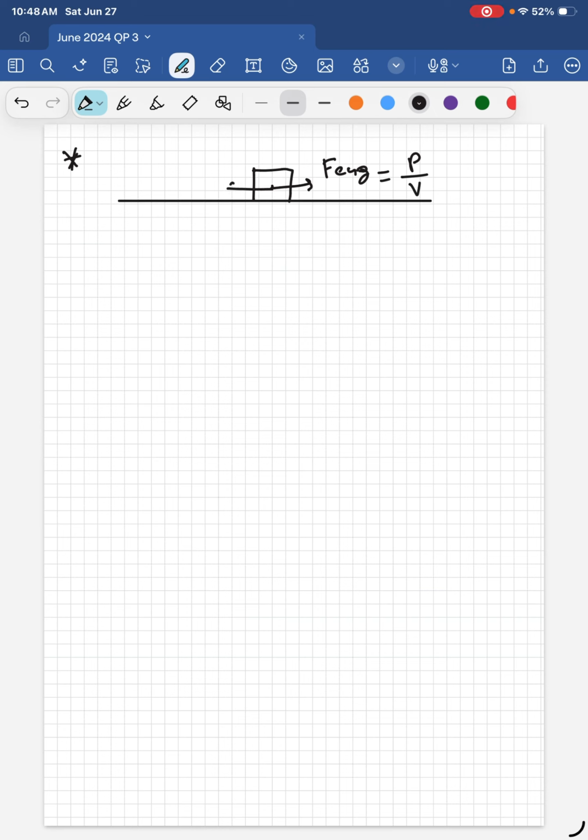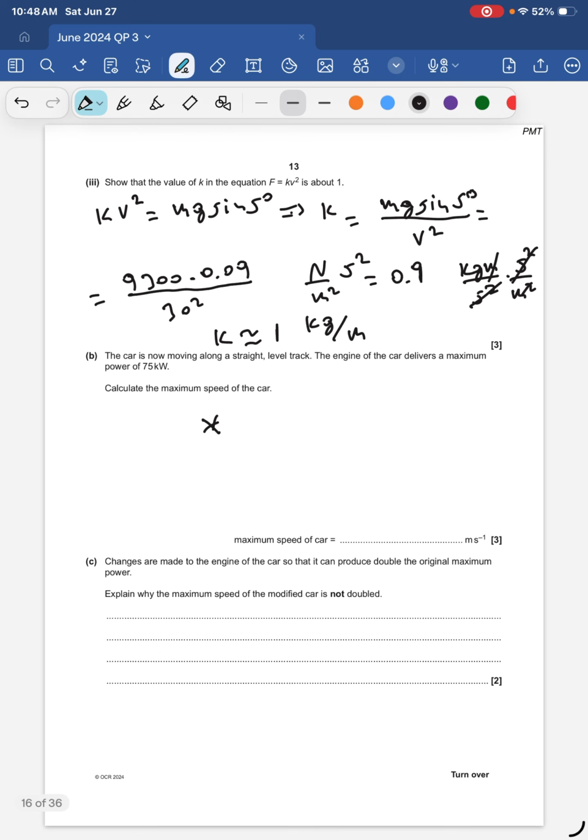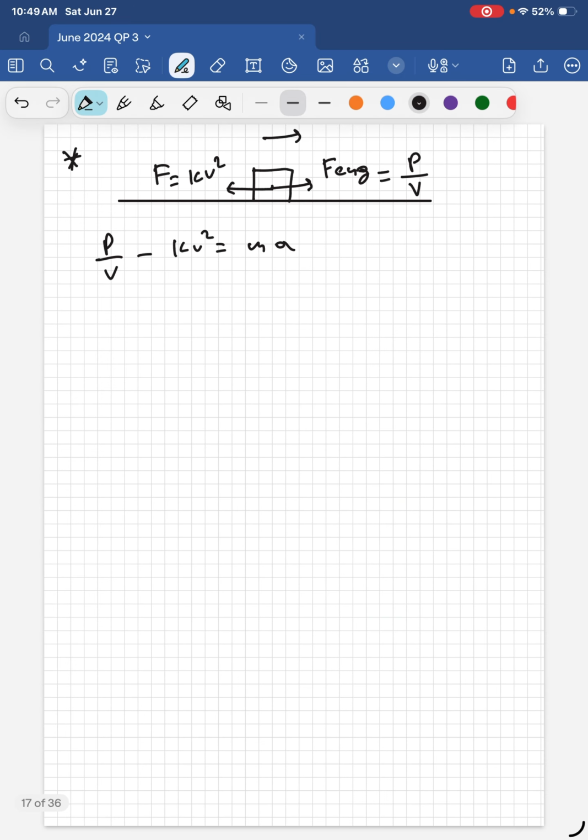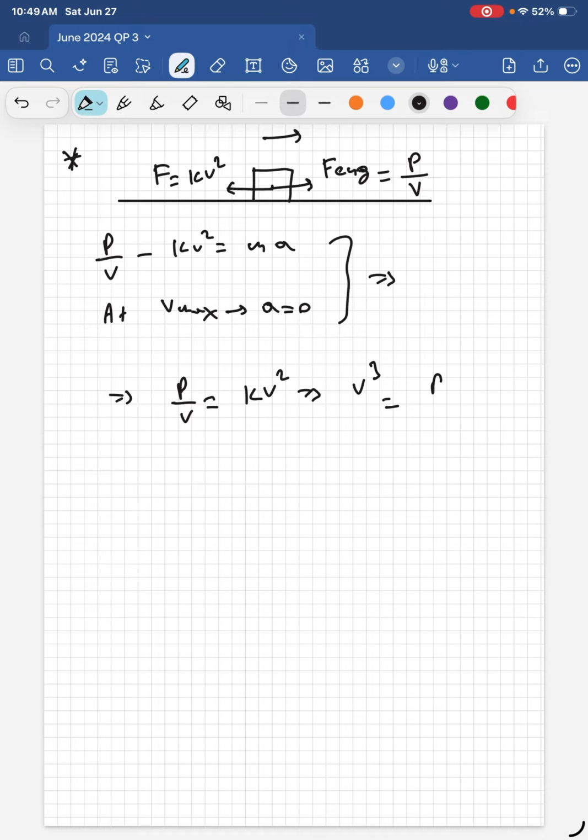And we still have the resistive forces, so F equals kV squared. Again, in this scenario the car will reach a terminal velocity, so the motion is forward. If we use Newton's second law, we have P over V minus kV squared equals ma, but the question asks to calculate the maximum speed. So at V max, the acceleration is 0. So we can set these things equal to each other. So we have P over V equals kV squared, or V cubed is P over k. So V is the cube root of P over k. Is that correct? Yes.